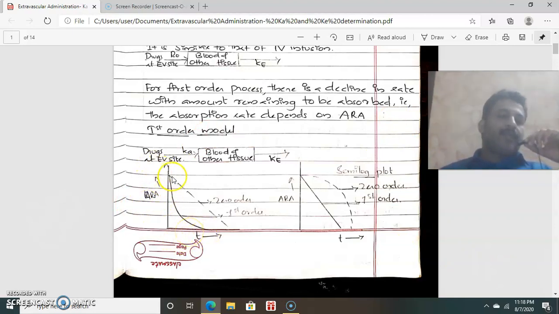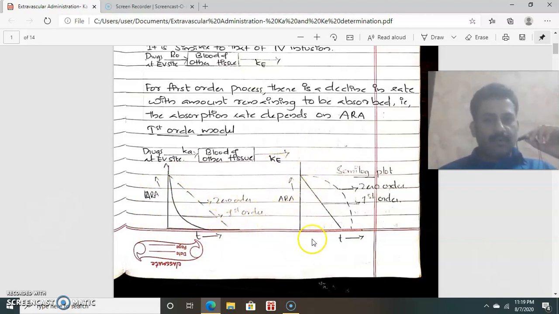So if you get a curve, you can say it follows first order. If you plot ARA versus time and you get a straight line, then it will be zero order. This is the normal graph, that is plotting ARA versus time. In the normal graph, if you get a straight line, it follows zero order.